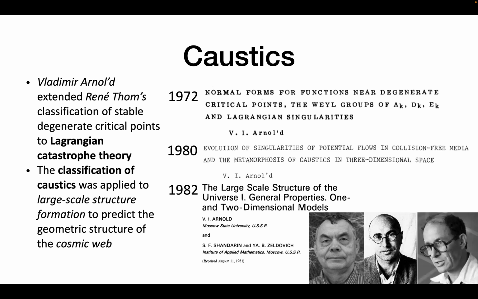In the 80s, Zeldovich and Arnold and Sergei Shandarin were the first to attack the cosmic web, trying to understand it from a mathematical perspective using catastrophe theory. And they did a beautiful job at this, but they could only do it in 2D, unfortunately. Look in particular at the third paper, 1982, which is a beautiful paper describing how the different geometric features form in our cosmic web in the two-dimensional universe.